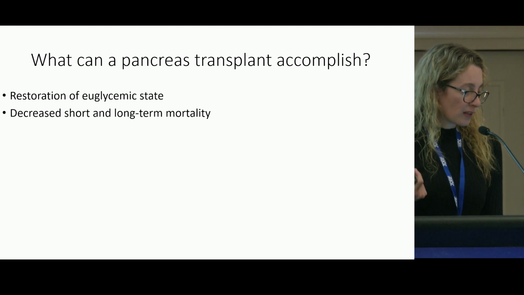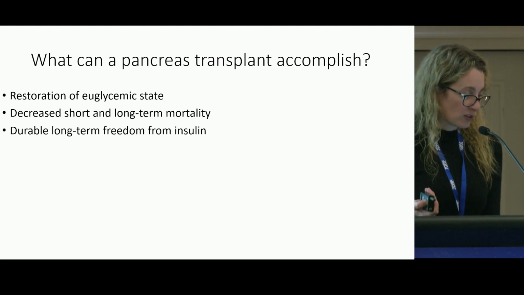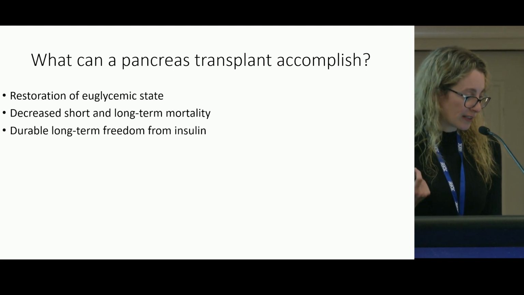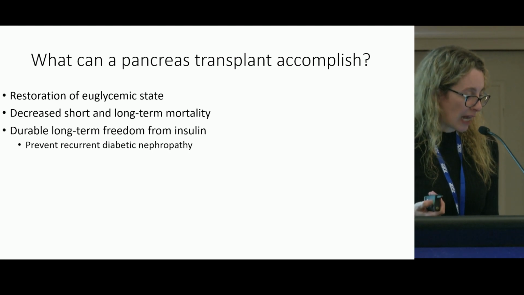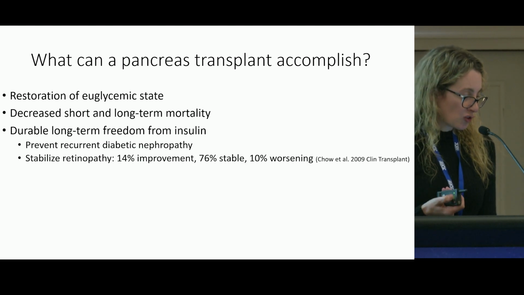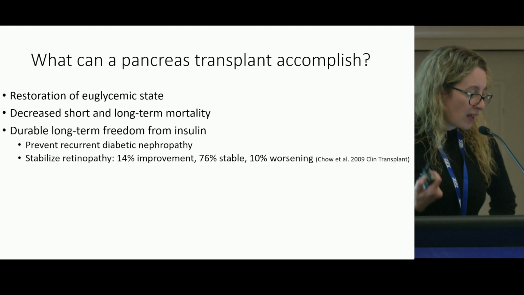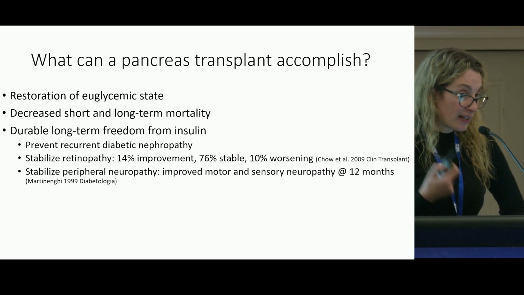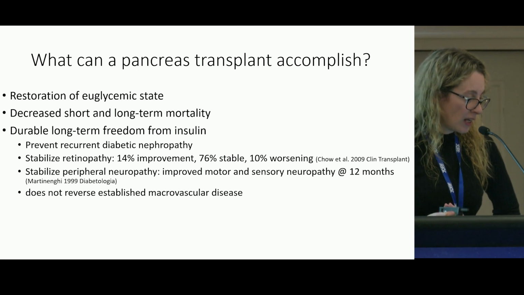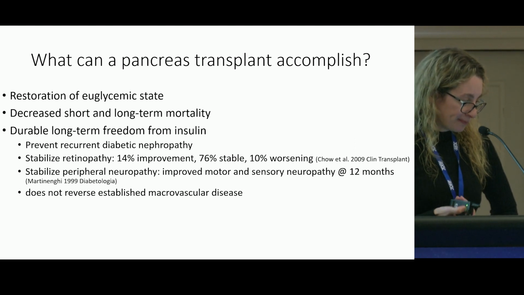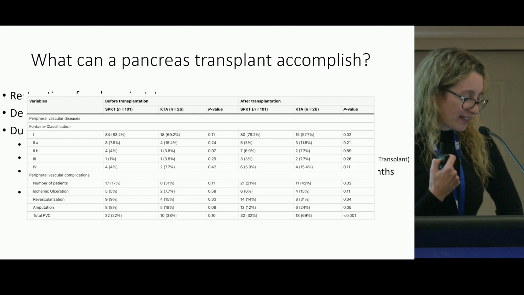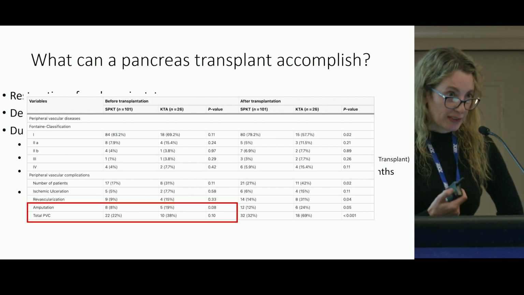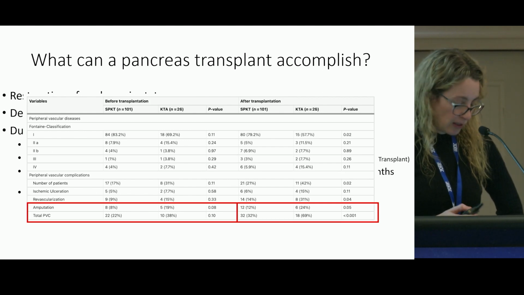So we know that a solid organ pancreas transplant can restore euglycemia, decrease short and long-term mortality, and provides durable freedom from insulin. It obviously impacts upon the incidence of diabetic nephropathy. It can stabilise retinopathy, stabilise peripheral neuropathy. There's less evidence that it clearly reverses established macrovascular disease.